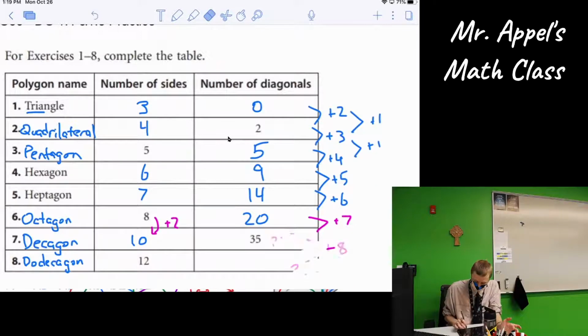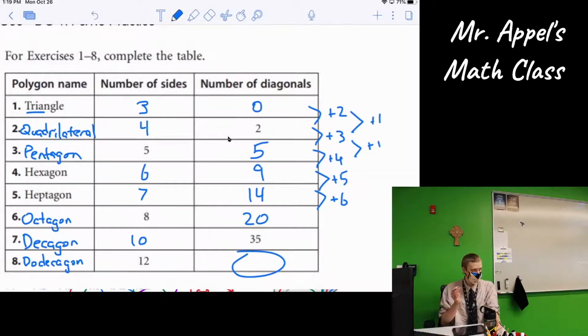I'm going to erase this pink stuff here. That was just the possibilities. Blue is the correct answer. I'm going to leave this one open for you. You can either continue to follow that pattern, or if you really want to challenge yourself, find a formula that takes us directly from number of sides to number of diagonals.